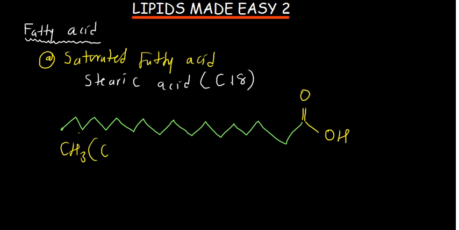So I'm going to write it as CH2, and then we're going to put a 16. So the carbons with two hydrogens are going to be 16 of them, and then we're going to have this carbon which has a COOH. So this is the formula for stearic acid: CH3(CH2)16COOH. Okay, that is stearic acid.